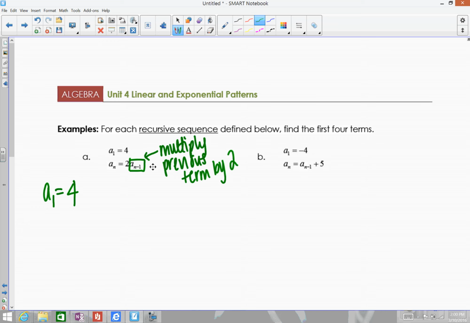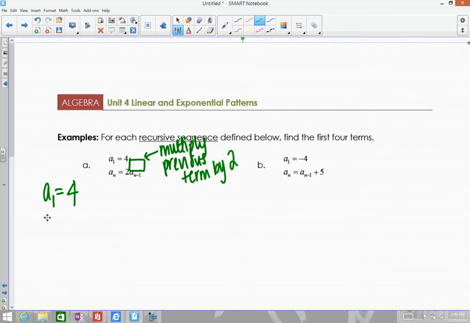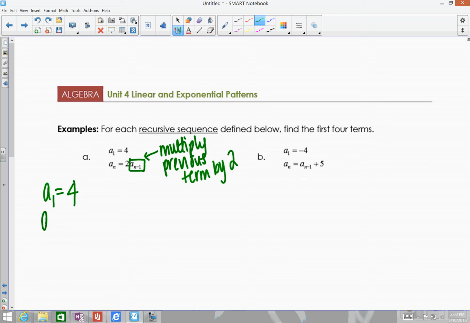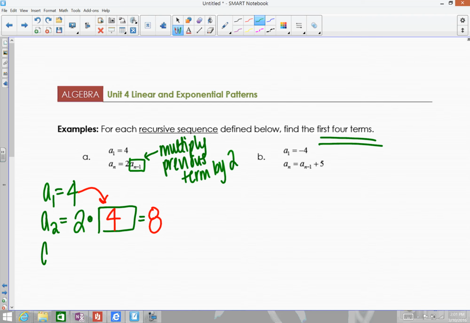If I'm looking to find a sub 2 in my sequence, because this says we want to find the first 4 terms, that means I'm going to take 2 and multiply it by the previous term. The previous term is going to go here. That's what this formula is saying. So I'm going to plug in the previous term. It's 4, so I get 8. Then the pattern continues. For a sub 3 you're going to do 2 times the previous term. So you basically use this recursive part, or the recursive equation, to generate your sequence.